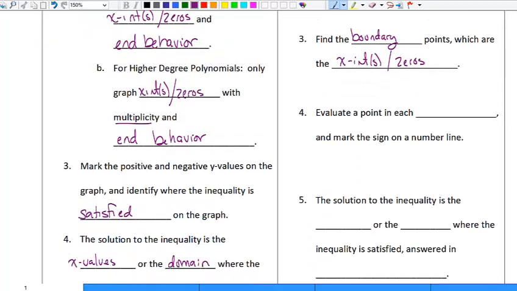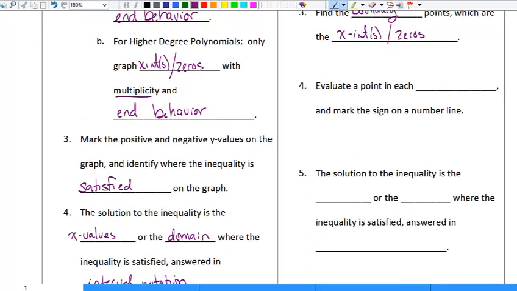Step 4 is to evaluate a point in each interval. So we're going to take our boundary points and put the boundary points on a number line. And when you put those boundary points on a number line, you find intervals of numbers, and we're going to evaluate a point in between each of those boundary points. Number 5, the solution to the inequality is the x values, or the domain, where the inequality is satisfied, again answered in interval notation.